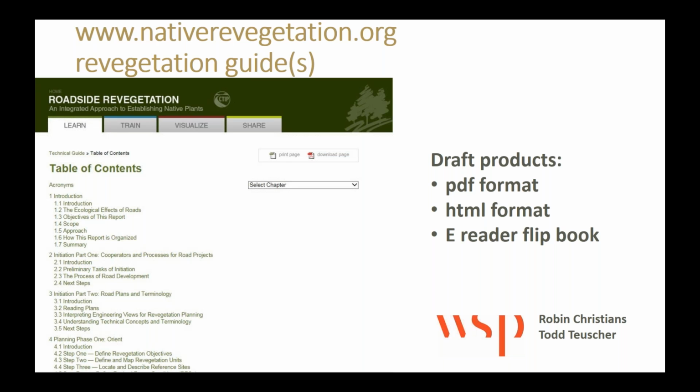So right now, we have it in HTML format. We want to develop a flip book that you can take on mobile devices, and we should be finishing a PDF soon. It's beefy. It's like 400 pages, depending on how you print it out. It's something that you want to keep electronically, I think, rather than try to carry around with you. A big chunk of this book is implementation guides.